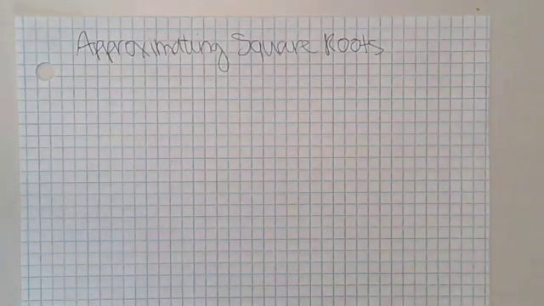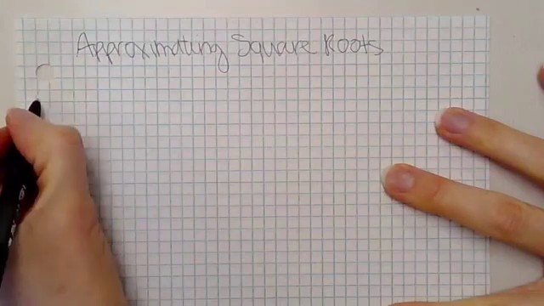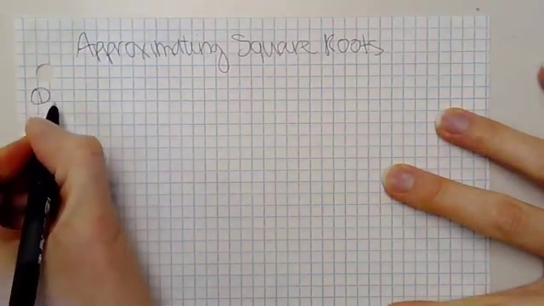Today we are approximating non-perfect square roots. So we've learned that perfect square roots are numbers that when you take their square root, you get a whole number. So today we are going to be approximating square roots that when you take their square root, it's not a whole number and it's actually an irrational number, which is a number that goes on forever without repeating and without ending. So the first one we're going to look at is the square root of 53.